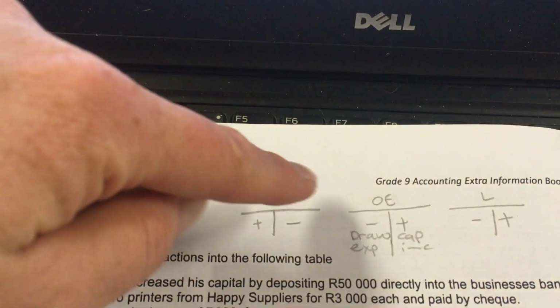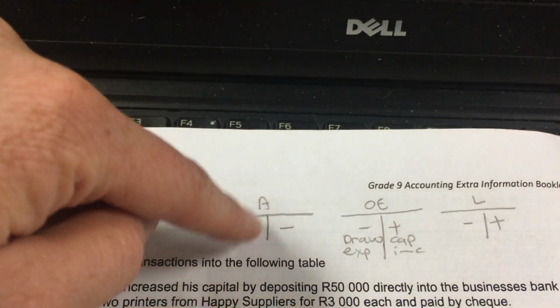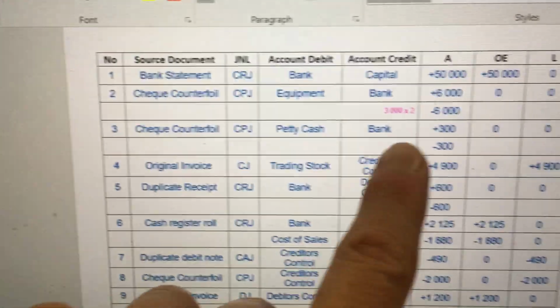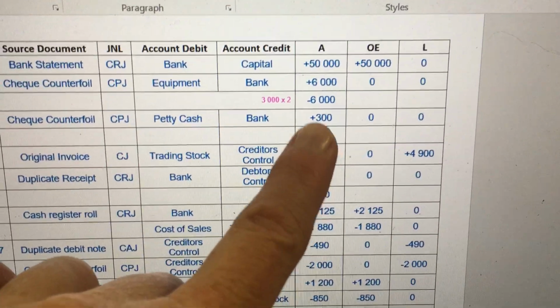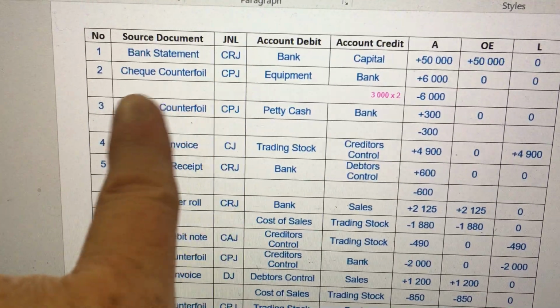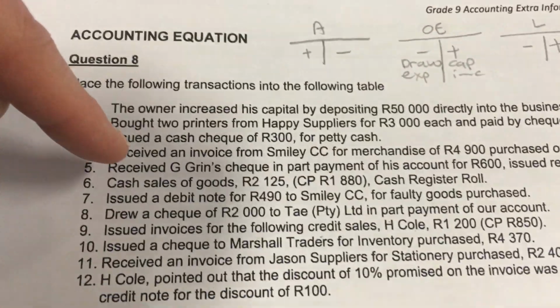Then we have petty cash. We've taken money out of the bank to increase the petty cash. So petty cash is getting bigger. It's increasing, right? And assets increase on the debit side. So we are going to debit petty cash, and it is a plus. So again, 0 plus 0 equals 0. We have a debit and a credit. We took money out of bank, so it went through the CPJ, and the source document is a check counter foil. The 4th, received.